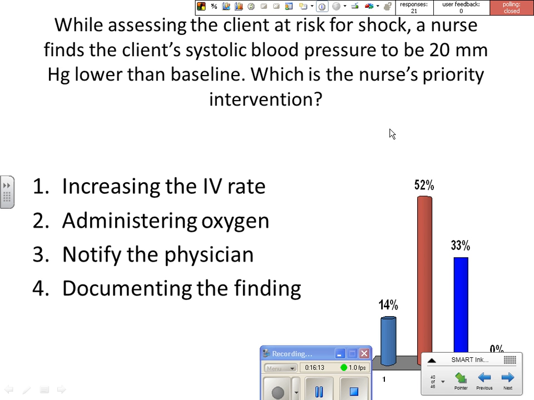Okay, 14% wanted to increase the IV, 52% wanted to give O2, 33% wanted to call the physician. So you're monitoring your patient, they've got things going on that could lead to them going into shock, and now you notice a drop in their systolic blood pressure. So it's going to be a drop in mean arterial pressure. What's your priority intervention? Oxygen, because the cells aren't getting enough oxygen. Then you're probably going to increase the IV rate, and then you're probably going to call the physician and then document. But the first thing you're going to do is to improve their airway, their oxygenation.